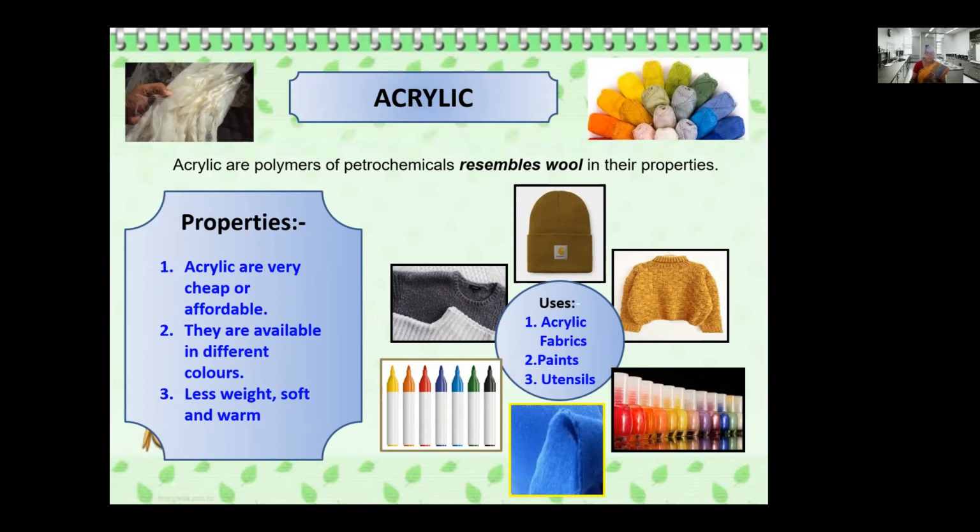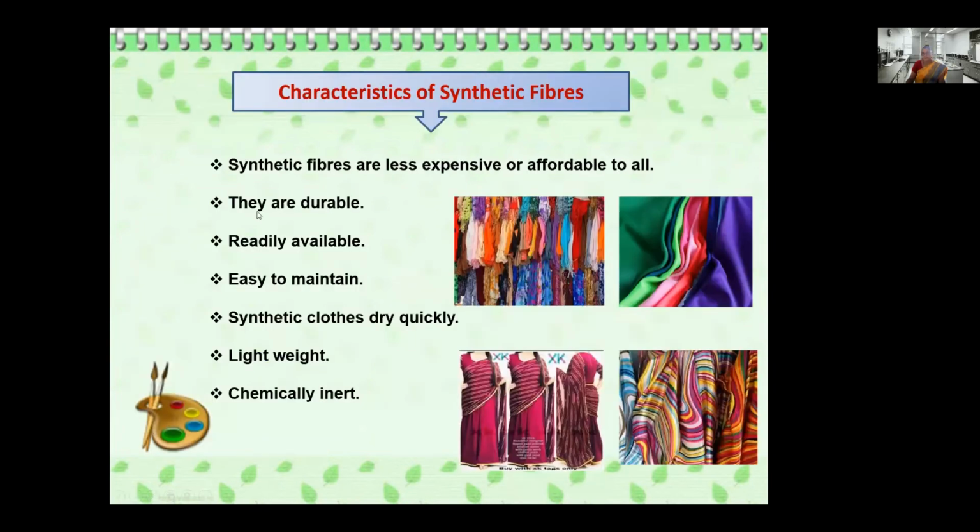What are the properties? Cheap and affordable. They are available in different colors, less weight, soft and warm. So sweaters, caps, and woolens are made from it. Nail polishes are produced based on acrylic, and also color pens, color sketches, paints, and utensils are all made of acrylic compounds.